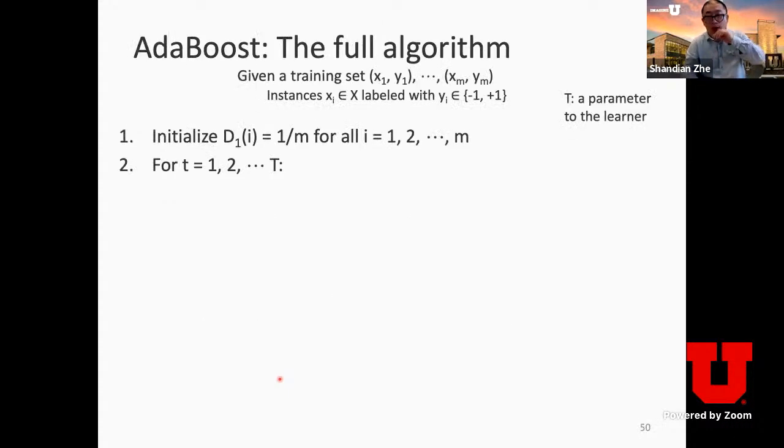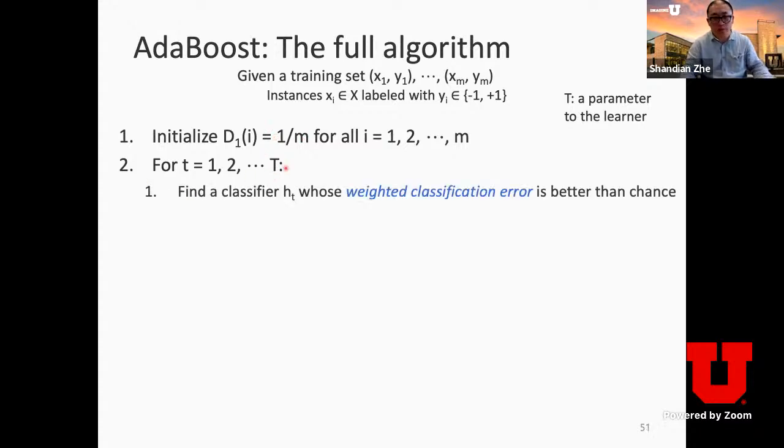Great. So now let us look at the full algorithm, which will be your blueprint to implement your own version of AdaBoost. Again, we assume we have a set of M training examples where each instance is labeled by either -1 or +1. We have to set the number of iterations, which is a parameter to tune. Initially, we set all the sample weights to be uniform, so 1 over M. And then we go through big T iterations.